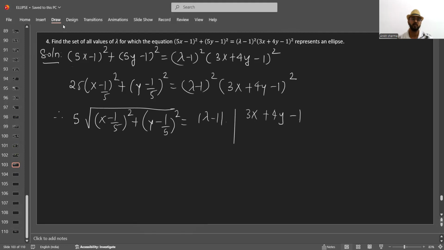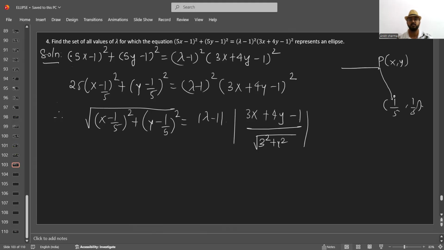Now, we can take this 5 down. So this 5 I'll be writing like this, square root of 3 square plus 4 square. Because if you watch it carefully, this looks like there is some fixed point, there is some variable point P, say x comma y, and then there is a fixed point which I would say here 1 by 5, 1 by 5. So this distance, and this distance is from some fixed line. So this is my line 3x plus 4y minus 1. And this turns out to be the eccentricity. So this is nothing but basically SP is equal to E into PM.